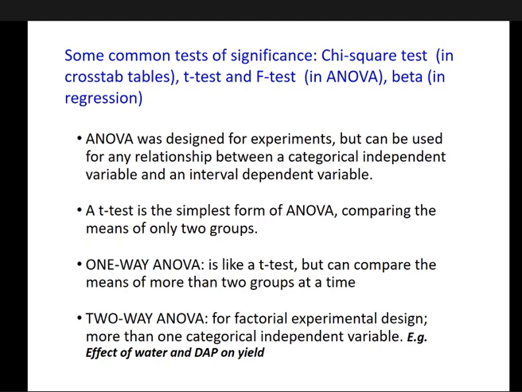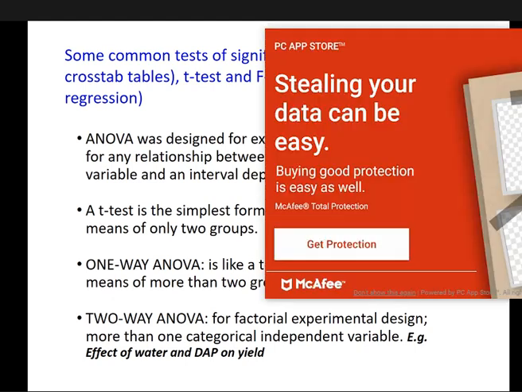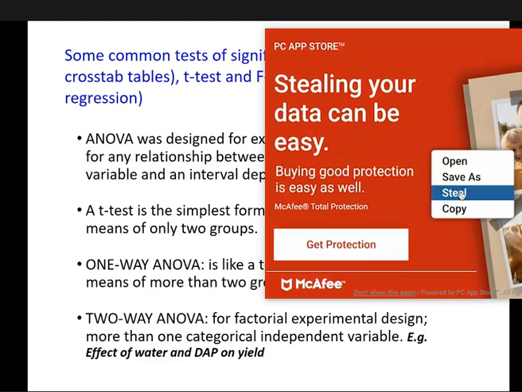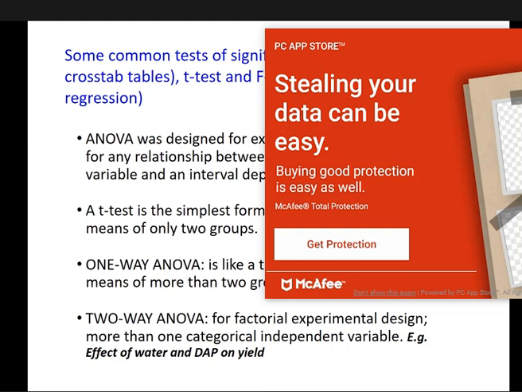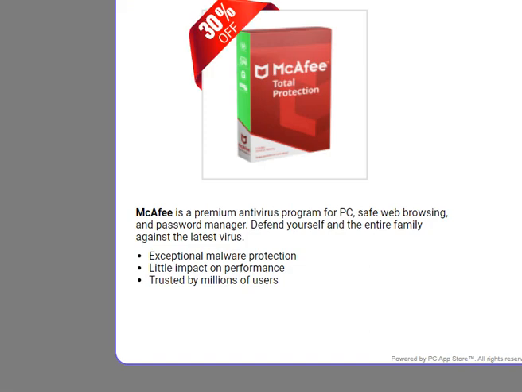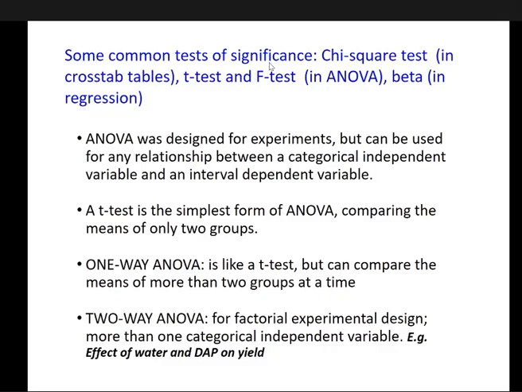Using ANOVA. ANOVA is the analysis of variance, but it can be used for any other relationship between a categorical independent variable and an interval dependent variable, meaning that it is not only limited to experiments, but it can also be used in other non-experiment analysis. The simplest form of ANOVA is the t-test, which you are all conversant with.